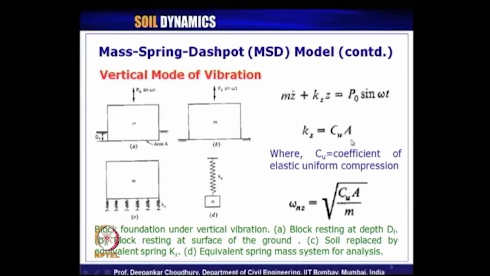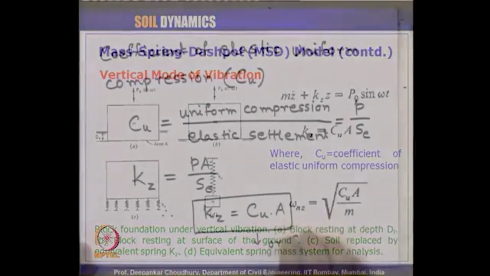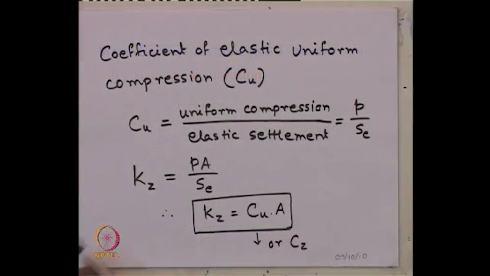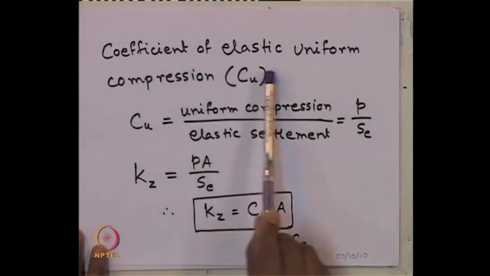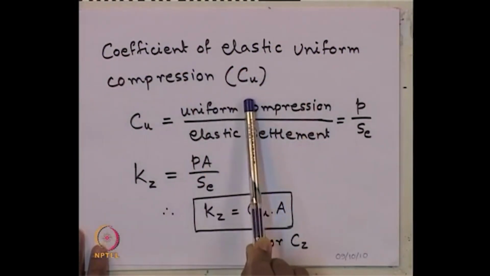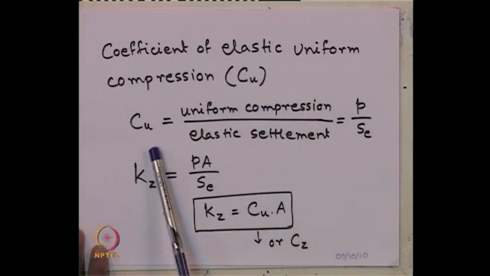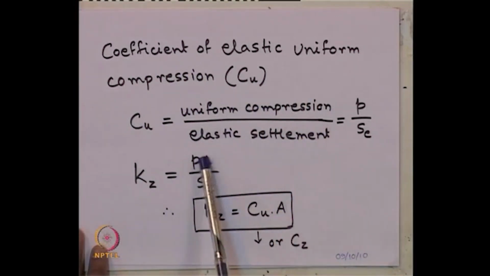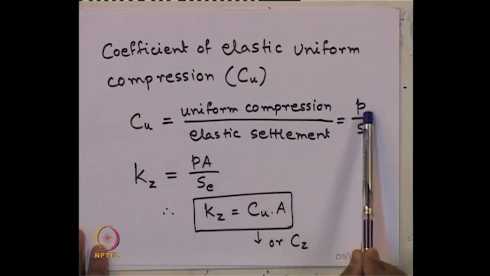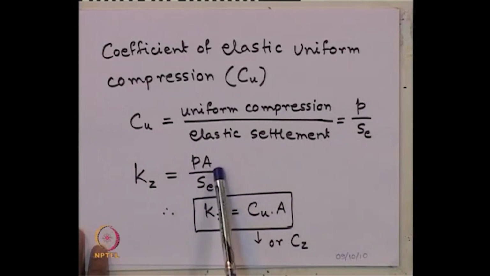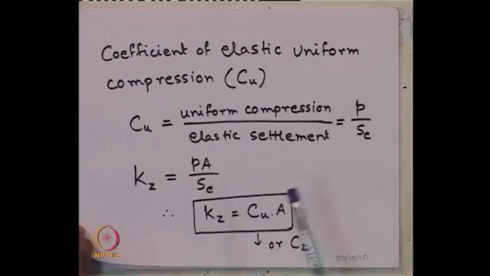In this discussion, we defined some parameters, which are known as the coefficient of elastic uniform compression, denoted by C u. C u is nothing but uniform compression by elastic settlement, and k z is computed using P by A c times A. Hence, k z can be expressed as C u times A. This we had discussed earlier also in the cyclic plate load test analysis.